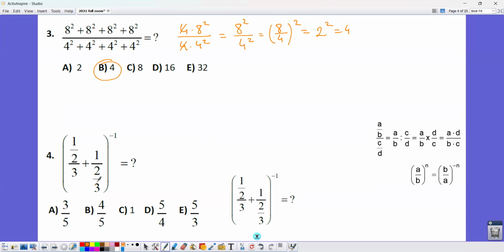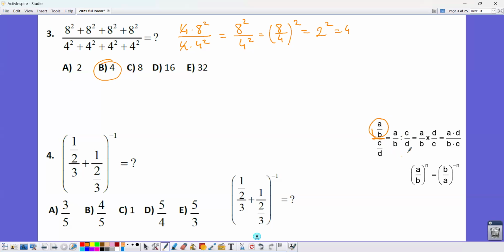Then, in the fourth one, we have mixed fractions. So we need to remember this property when you have A over B over C over D. Here, the fraction bar next to the equal sign is the main fraction bar. So A over B is the numerator, C over D is the denominator. This is the same as A over B divided by C over D.